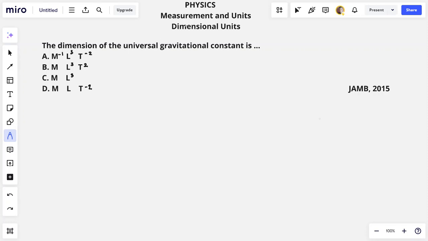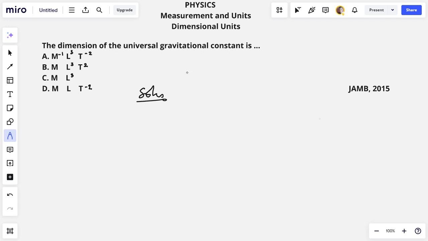2015 on measurement and unit, on dimensional unit. The question here says the dimension of the universal gravitational constant is. So we are looking for the dimensional unit for universal gravitational constant.